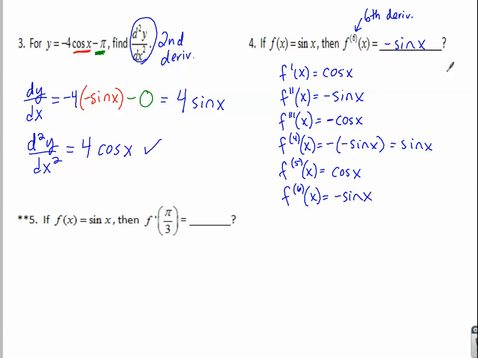Last one from an AP test. Function is sine of x. What's f prime of pi over 3? What this means is first we have to find f prime of x. Then we plug in that value.